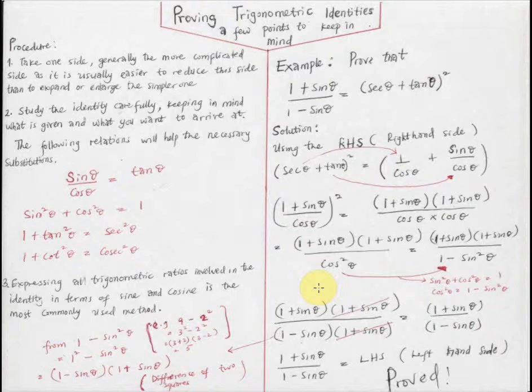Points to keep in mind when we're proving trigonometric identities. We'll look at a few procedures that we should always keep in mind. The first one is that you take one side of the identity you're trying to prove, either the left hand side or the right hand side, and you usually start with the more complicated one. It's usually easier to reduce the complicated side to a simpler one and make it look like the other side than it is to start with the simpler side and expand it. So it's always easier to start with the complicated one.